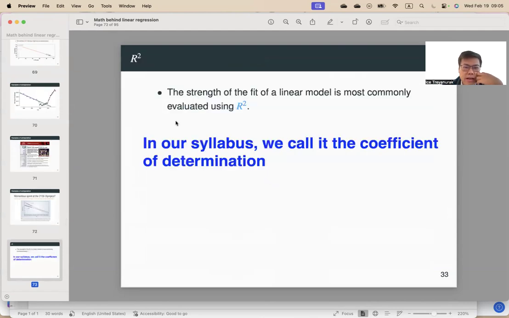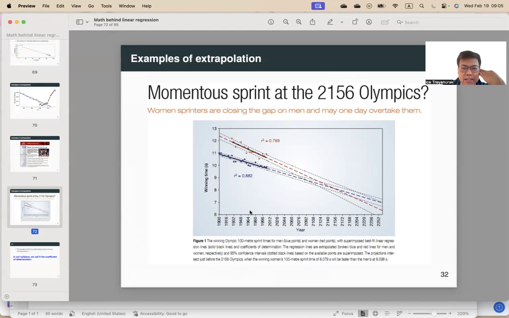Okay. And the strength of a linear model is evaluated using R squared. In our syllabus, it's called the coefficient of determination. What it means is how well does one variable predict the other variable. It's the same as the R value in effect.